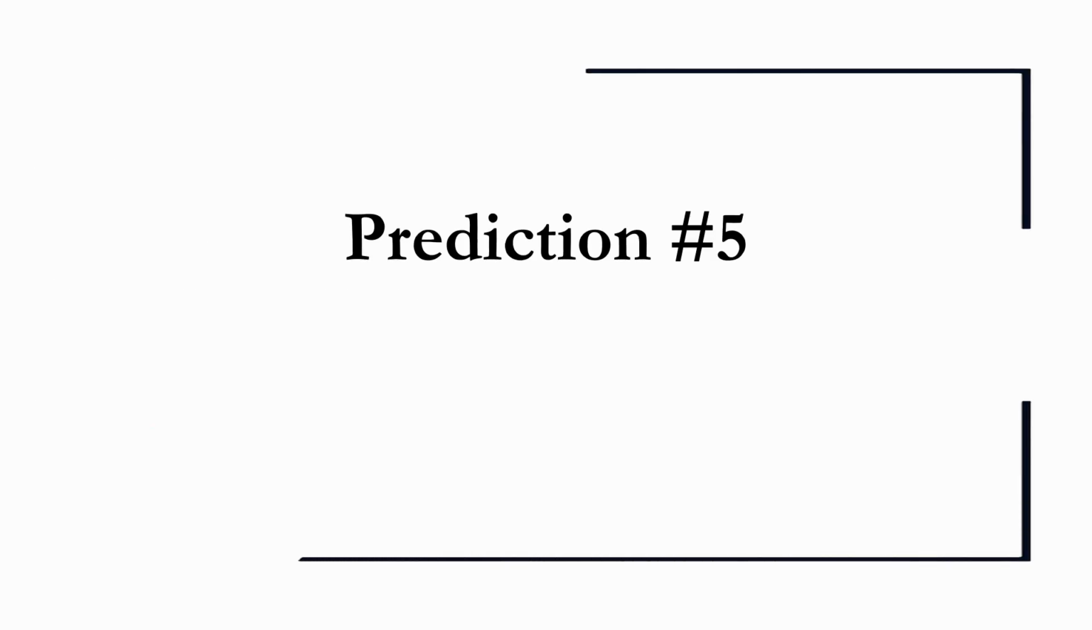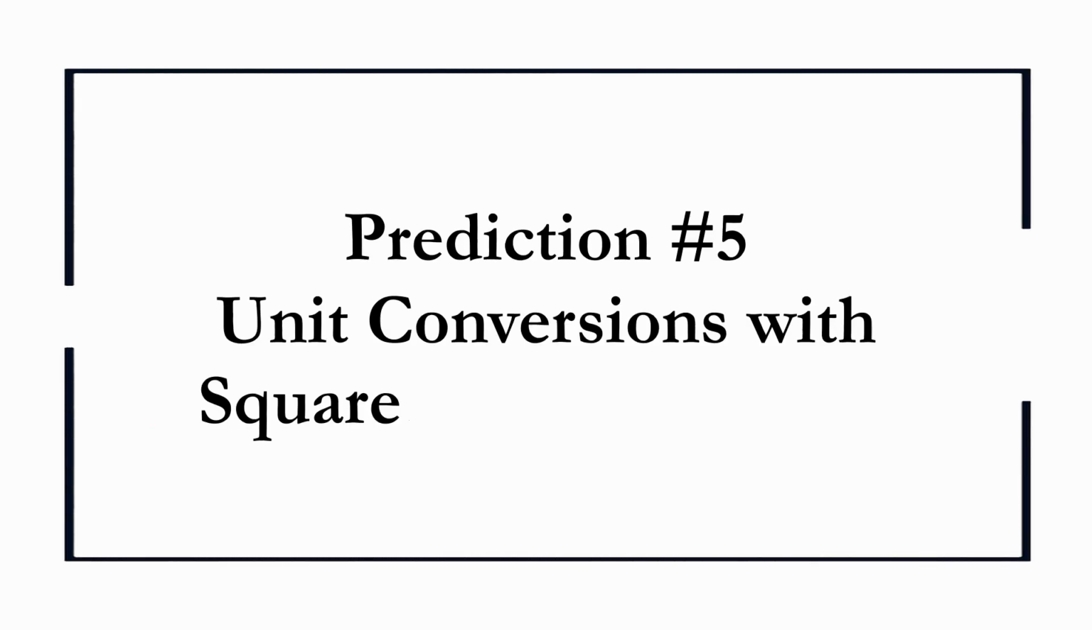Prediction number 5, unit conversions with squared measurements. On the SAT, you'll see a ton of problems that ask you to convert a measurement from one unit to another. These questions are usually pretty easy, but if you're not paying attention, it's easy to get tripped up. And one of the most common ways they'll trick you is by asking you to convert from a length to an area, or a squared measurement. Let's check out an example.